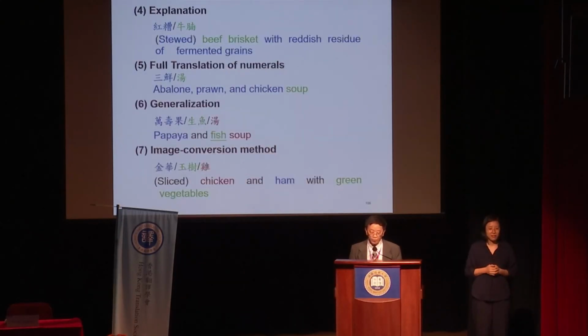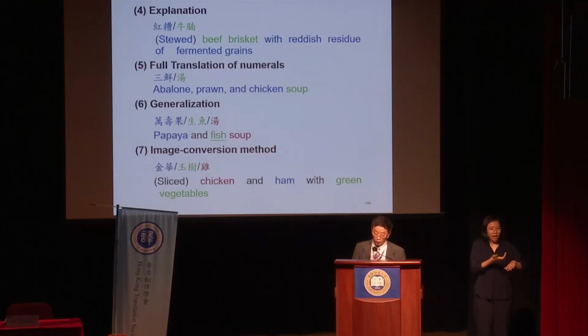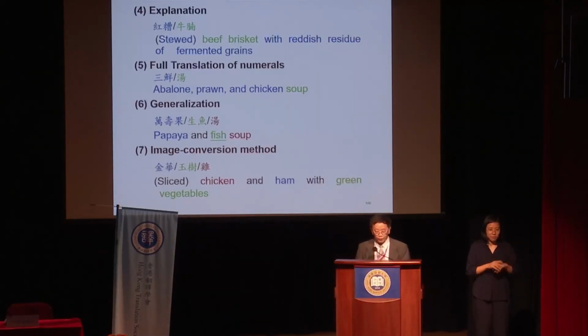And then the fourth method would be explanation in your translation. Say 红糟牛腩, it should be stewed, is something added, but with radish residue of fermented grains. This with radish residue of fermented grains would be explanation of the dish name. And then you have got full translation of numerals. Sometimes you've got 凉笋汤, 三鲜汤. You really don't know what this 三鲜 refers to.